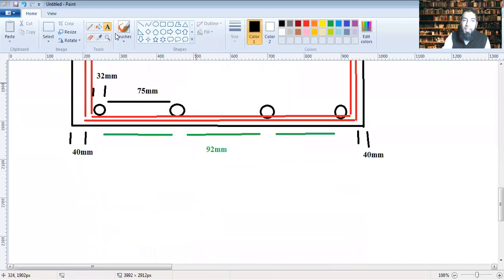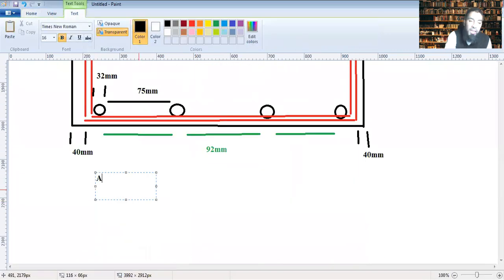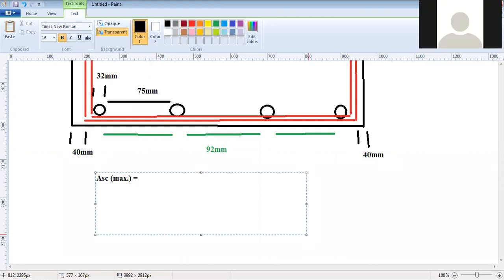But then there is another limitation that will come. Which one? ASC maximum. How much is that? How much should that be? The maximum ASC? सर जो हमें provide करना है वो maximum how much do we need to provide? Maximum that we have to provide as per code, you can go up to 4%. You can go up till 6%, but for practical purposes only 4%.